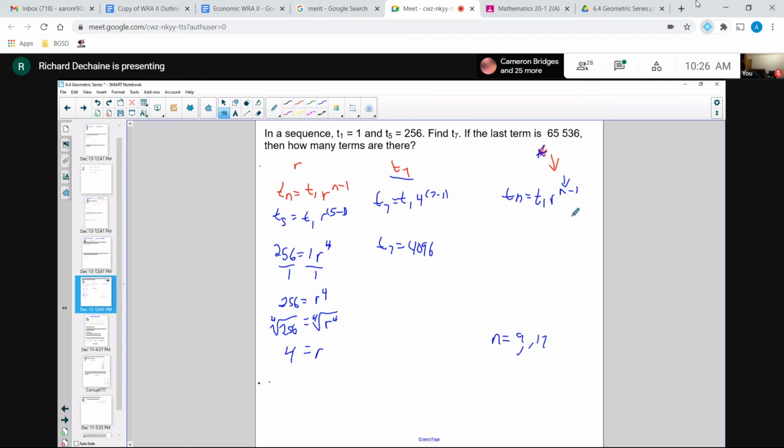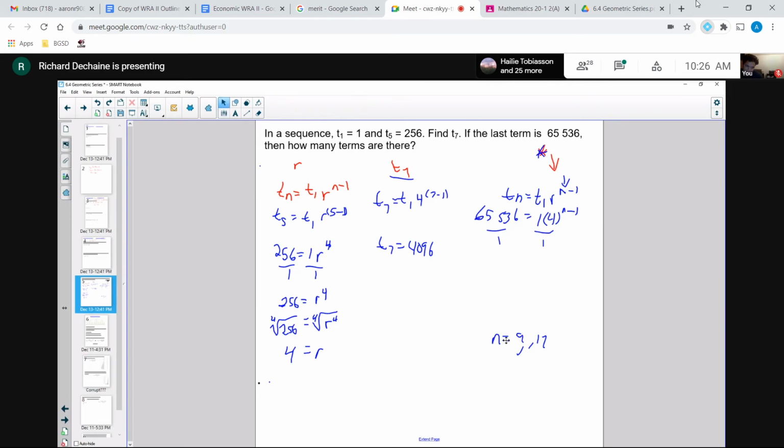Okay. So the last term is the 65,536. That's its value. T1, we know is a 1, which is nice for us. R, we know was a 4. And we have an n minus 1 in the exponent because we don't know n. So if I divide by 1, it's going to leave, right? So regardless, that's not a problem.